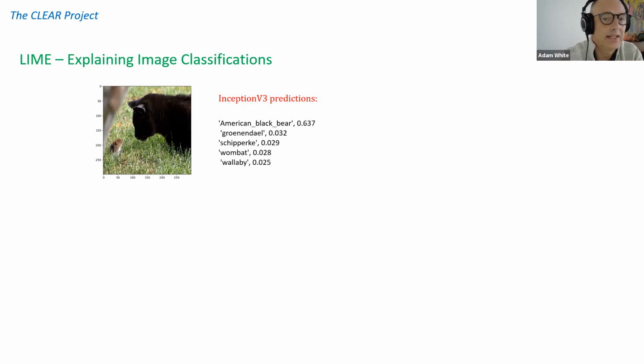Okay, so in this example, Lime is going to explain why the Inception neural network classifies this image as being an American black bear. So it's being misclassified. And Lime's going to look at what parts of the image led to this classification. And the first thing it does is it uses an external segmentation algorithm, such as quick shift, to segment the image. In this case, it segments it into 55 segments.